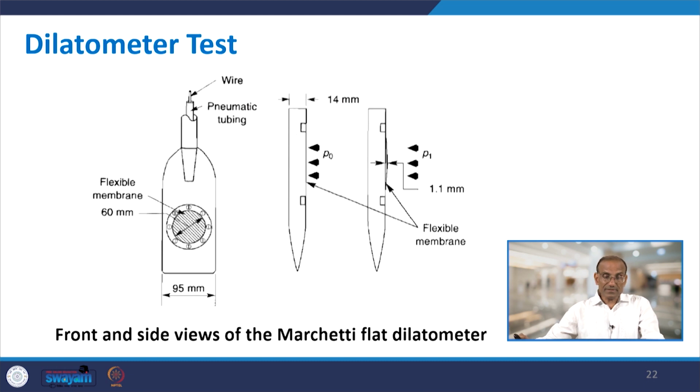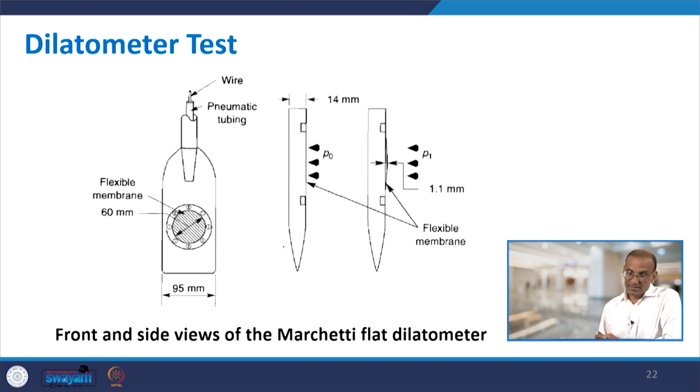So, the dilatometer test, how it looks, is given in the figure. You have a flexible membrane which is about 60 mm in diameter, and then you have 90 mm as the outer shaft. This is the elevation, the first part is the elevation, and the second side views are there. So, two side views are there.